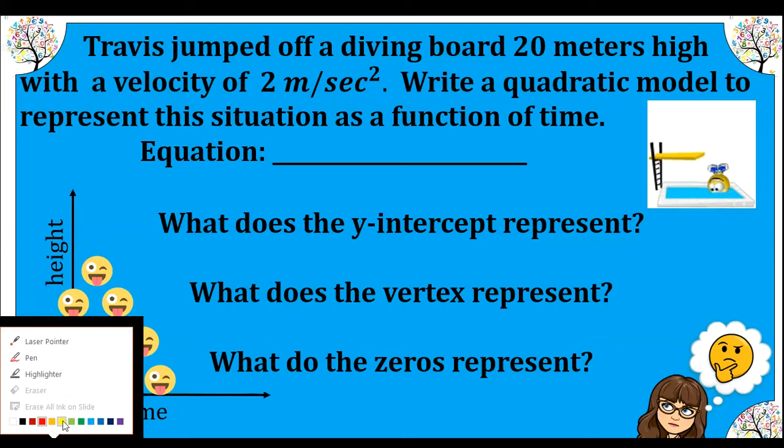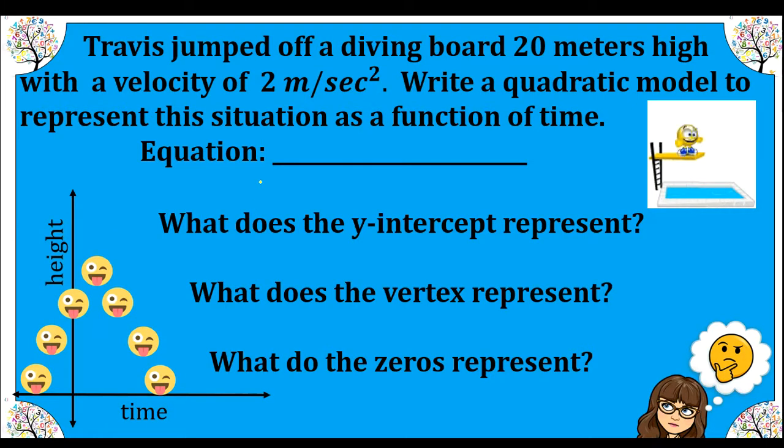Okay, in our last example, number 4, says Travis jumped off a diving board 20 meters high with a velocity of 2 meters per second squared. We're going to write a quadratic model. So we're dealing with meters. So our A value is going to be negative 4.9. Our velocity is 2. And our C value is 20.